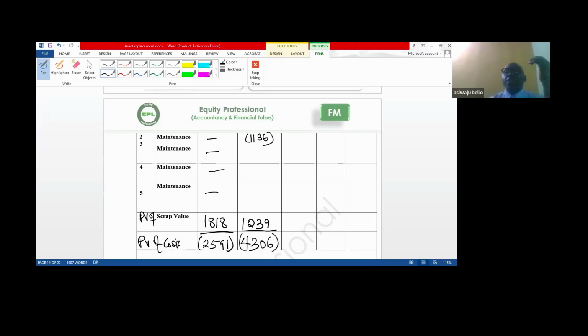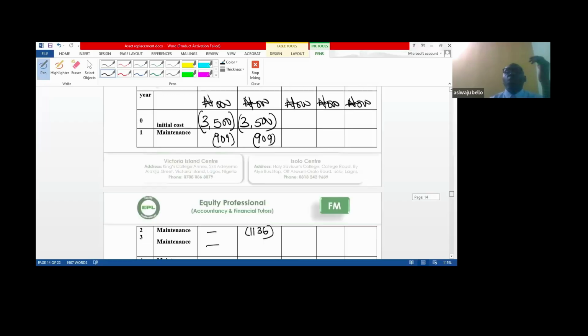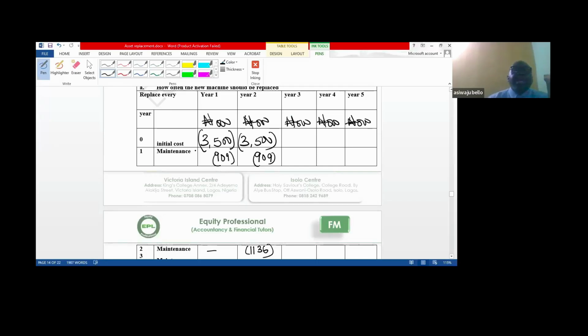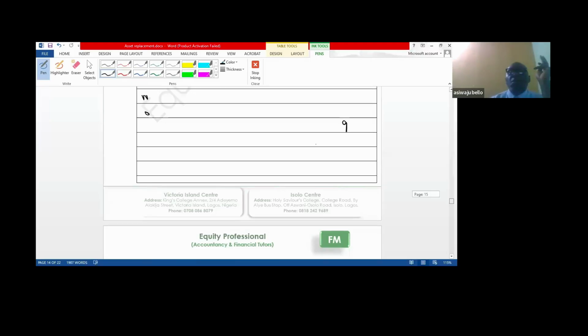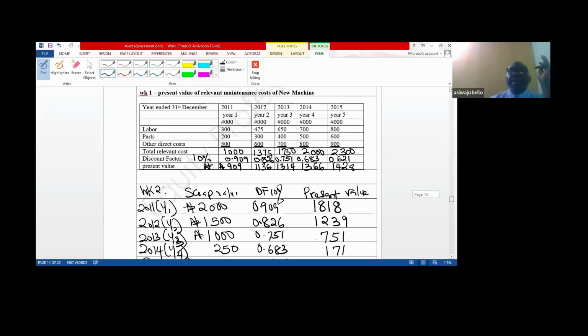You now go to after 3 years. Look at the flow. For me to replace after 3 years, I must buy the asset first. Year 0, the asset is 3,500. If I want to use it for 3 years, I will incur year one maintenance cost. Pick the present value. I will incur year two maintenance cost, 1136. I will also incur year three maintenance cost. The present value, 1314.